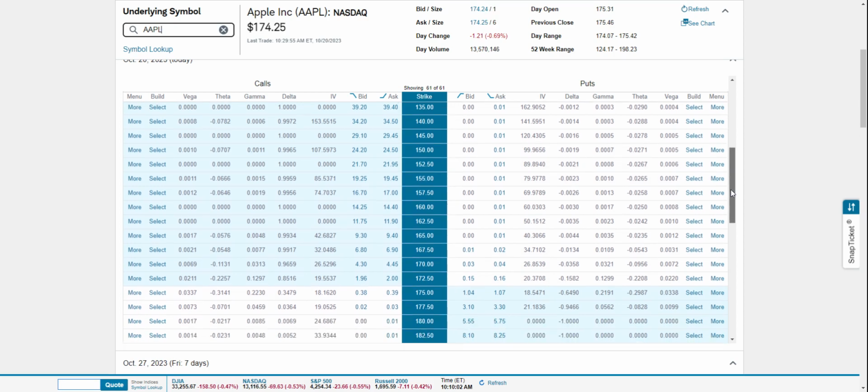Now, the delta right here, 34.79. So that means there's a 34.79% chance that Apple will close today, because that's what this option expiration is, today, above 175. So there's just over a 65% chance, 65.21%, it will stay below 175 as of right now. That could change, and it can go above this, and obviously all of these numbers will change.